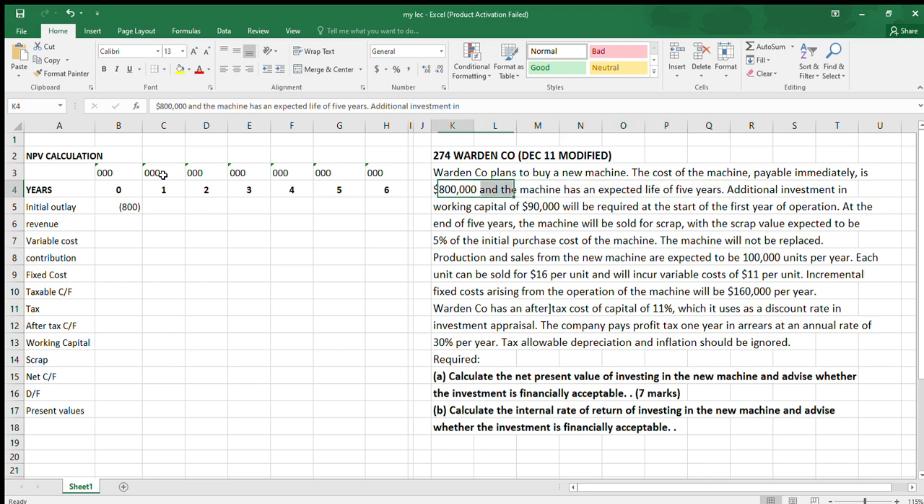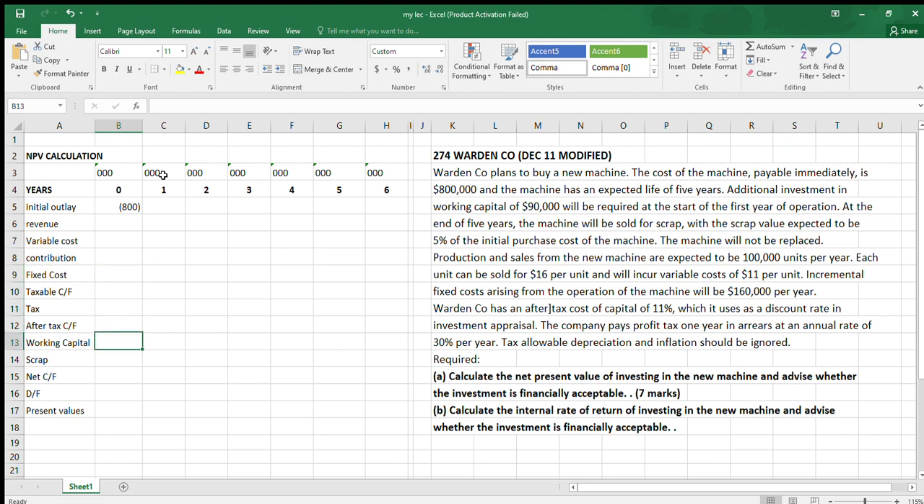Additional investment in working capital of 90,000 will also be required at the first year of operation. The fact that it says that 90,000 will be required at the start of the first year of operation doesn't mean that it will be a year one figure. No, it has to be year zero. Remember, I said earlier that working capital is also a year zero figure, but this working capital will be recovered at the end of the product life.